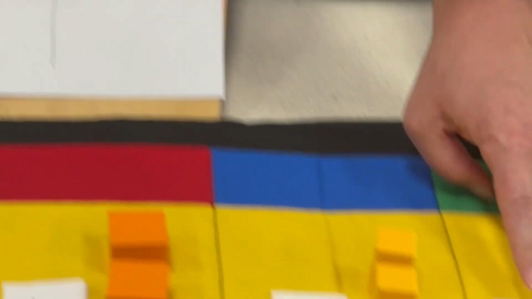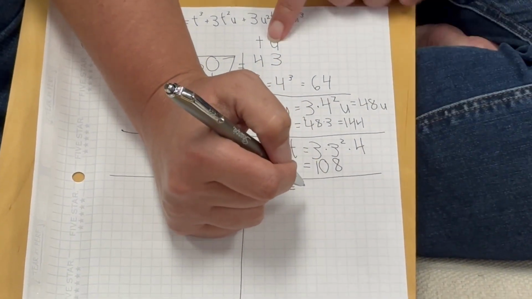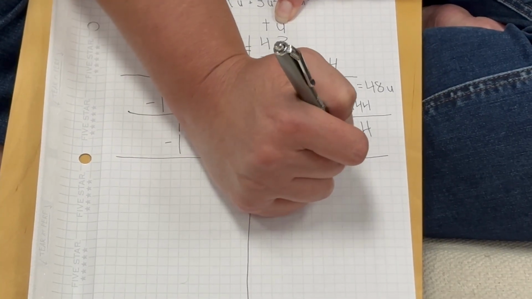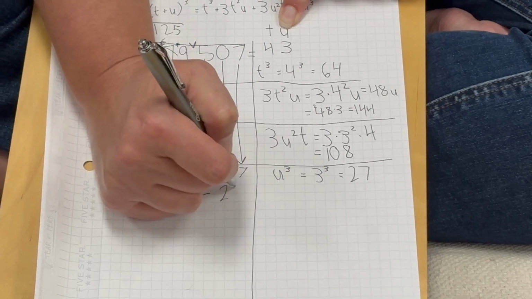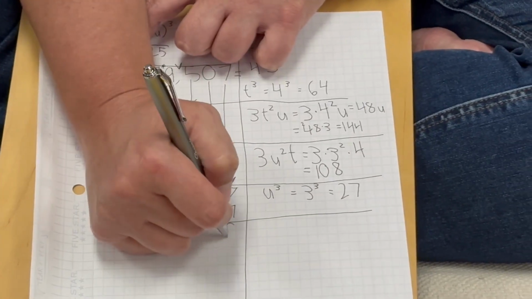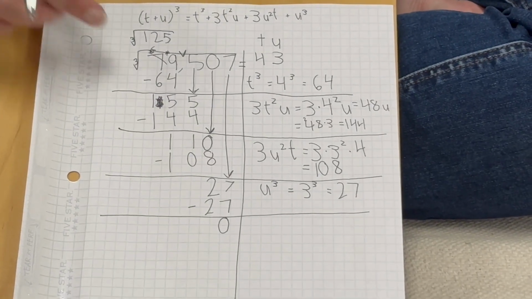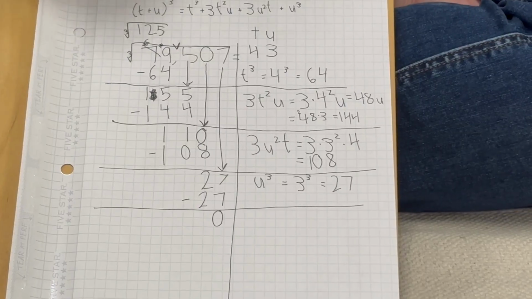In the units place, we have units cubed equals, we think units is 3. 3 cubed equals 27. So we're going to subtract 27. 27 take away 27 is 0. So the answer to the cube root of 79,507 is 43.